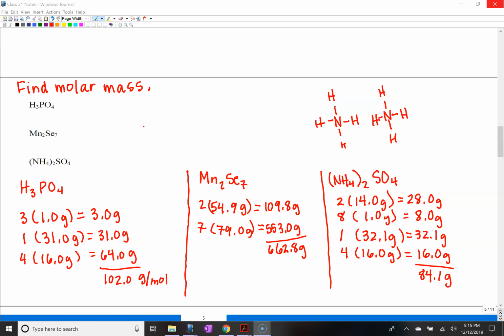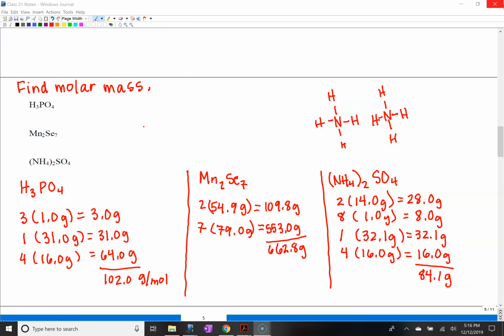Mn2Se7, there's 2 manganese, each one having a mass of 54.9 grams, for a total mass of 109.8 grams from manganese. There's 7 seleniums. Each one has a mass of 79 grams, which gives you a total mass of 553 grams from selenium. Adding these two numbers together will give you 662.8 grams as the mass of 1 mole of manganese 7 selenide.